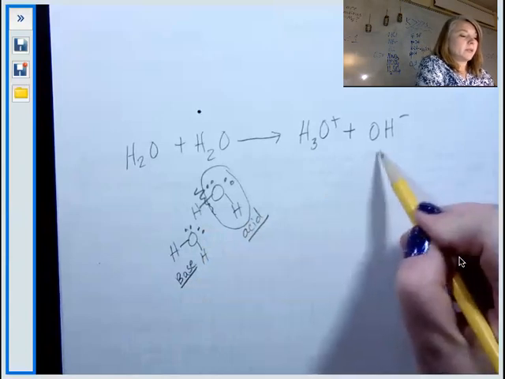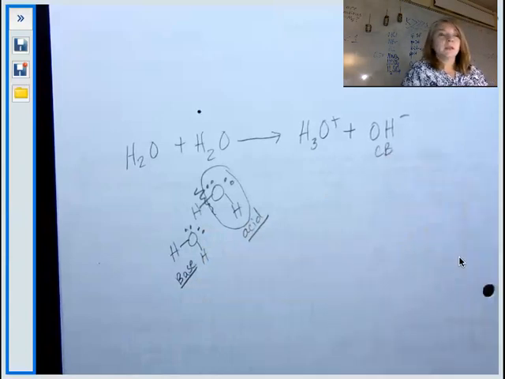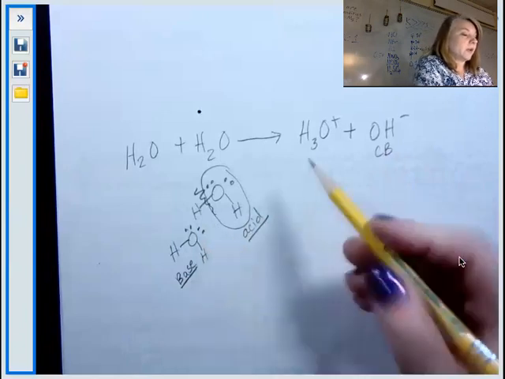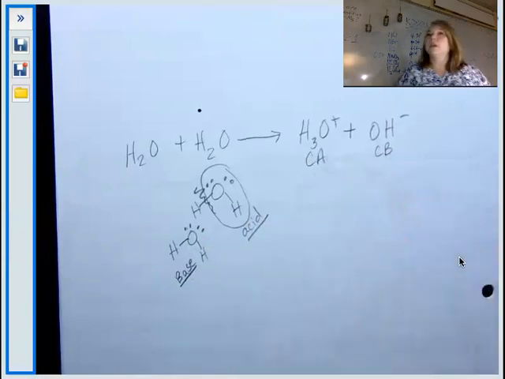Remember, it becomes the conjugate base. And the one that took the hydrogen, which was originally the base, becomes the conjugate acid. There you go. So one water molecule acted as the acid, the other one acted as the base. And that's what we call the term amphoteric.